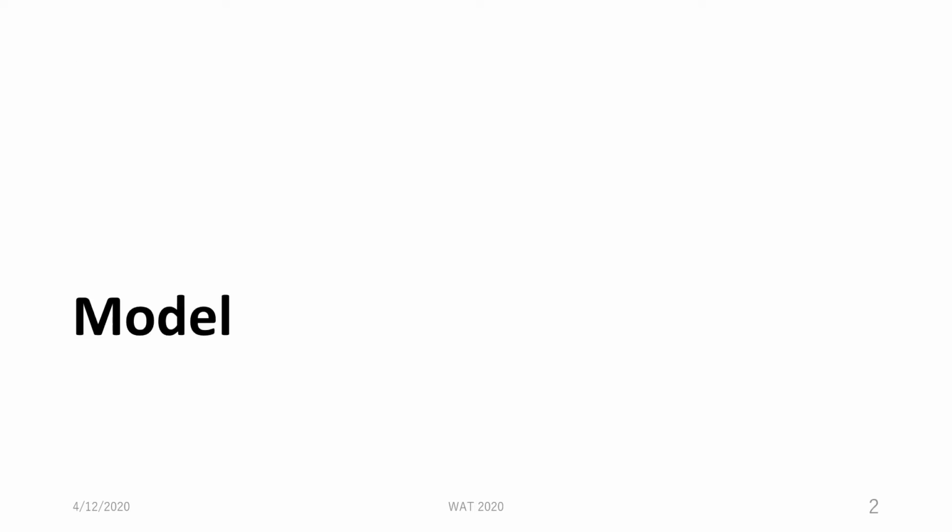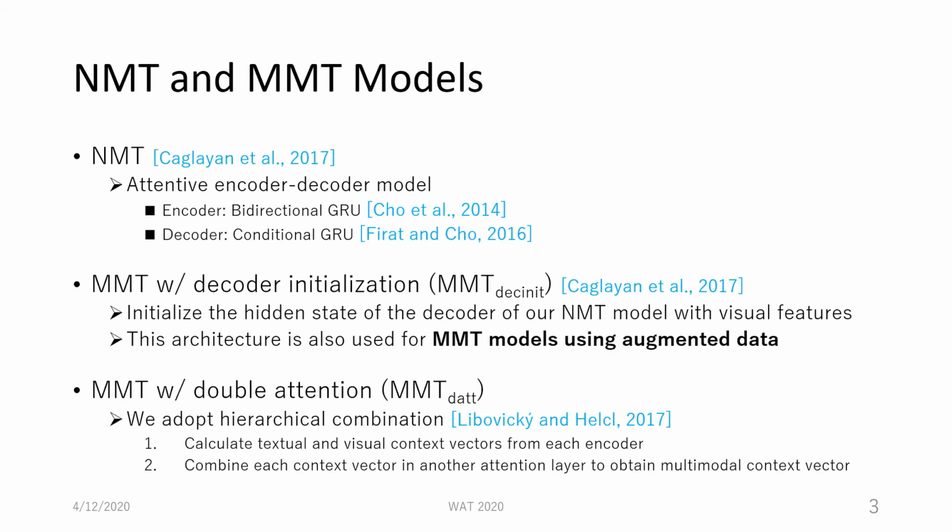Next, we introduce the models used in this work. RNN-MT is an attentive encoder-decoder model. The encoder is a bidirectional GRU and the decoder is a conditional GRU. Our MMT model with decoder initialization is based on our NMT model's architecture, and this MMT model initializes the hidden state in the decoder with visual features. This architecture is used for MMT models using augmented data.